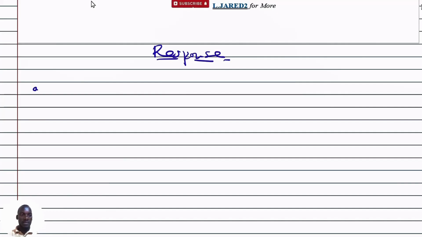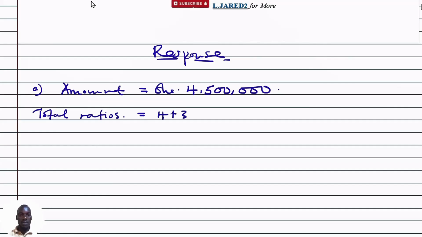So we have part A. We have to determine the amount of money she paid in the last installment. But the amount of money she is to pay is given as shillings 4,500,000. Then they have given us the ratio. That means we have to get the total ratio. So in here we have 4 plus 3 plus 3. This gives us 10.